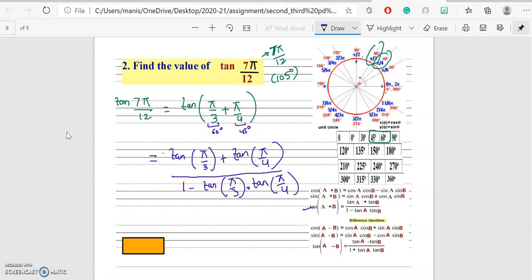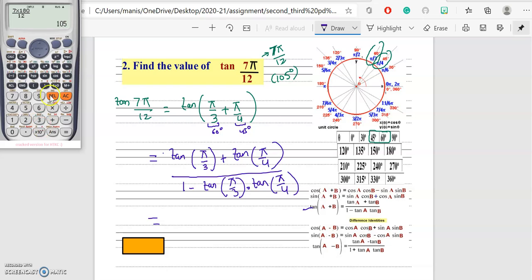Now please do keep in mind, you cannot type this in your calculator because your calculator does not work in radian mode. It can work in radian mode, but we are only using degree mode. What I know is pi over 3 is 60, so wherever I see pi over 3, I will type 60 in my calculator. I will use tangent. Please be cautious when using the symbols over here.